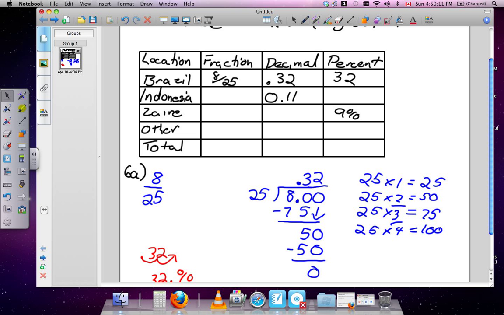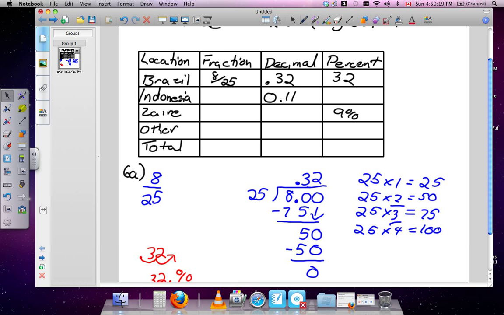Tell me what that would be as a percent. 11. Yeah, we just moved the decimal twice, like we said. We would just move it over twice, and we'd have the number 11 now. So we write the number 11 as our percent. That part's easy. We've already done that. Here's the tough part. We got to go from decimal to fraction. So we'll call that our 6b. We'll do our work down here.